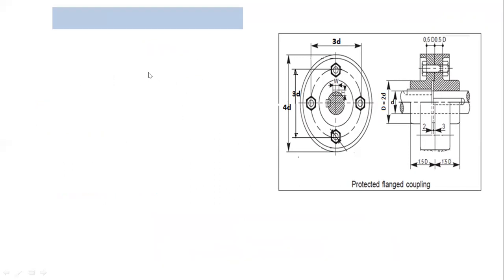Now this is the last step. In the last step, you have to design a suitable size of bolts. Okay, these are the bolts. Here you can observe this is the pitch circle of the bolt. That pitch circle diameter of the bolt is equal to 3D. Okay, 3D is the pitch circle diameter of the bolt.